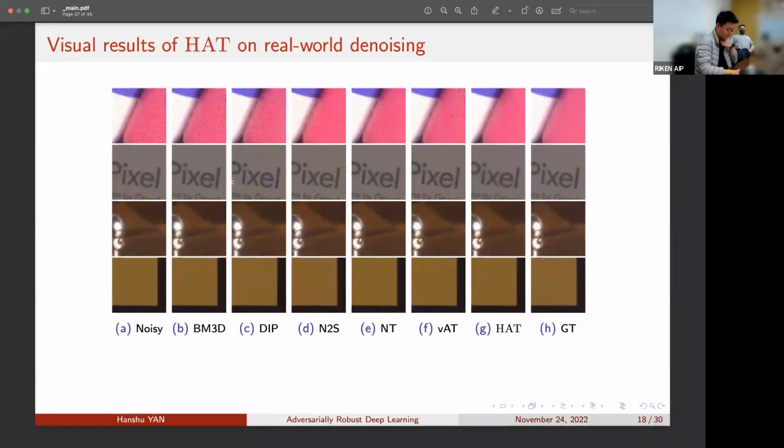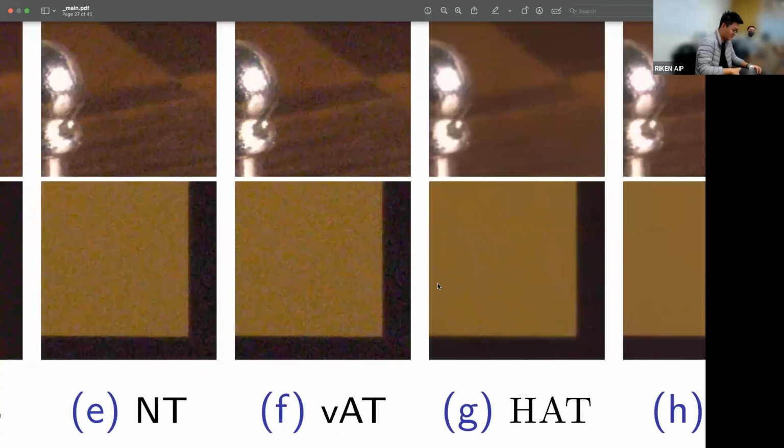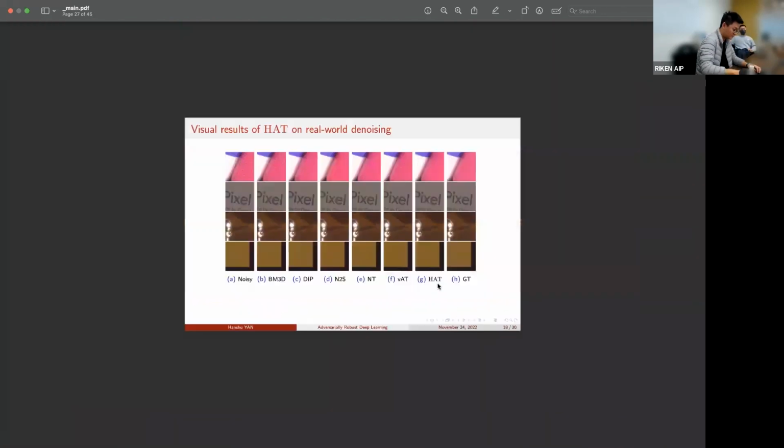Here's the visual result, but the patch is quite small, so maybe you cannot see the difference. Look at the last row. A is the noisy one, and for some baselines including B, C, D, E, F, you can still see some RGB colorful noise in the patch. But in the G column, the HAT one, it is very clean, very close to the ground truth. Zoom in, you can see that.